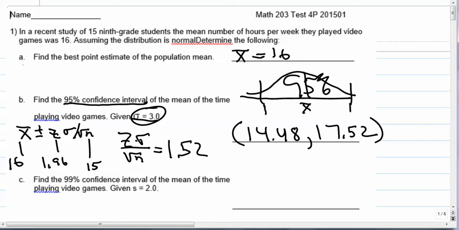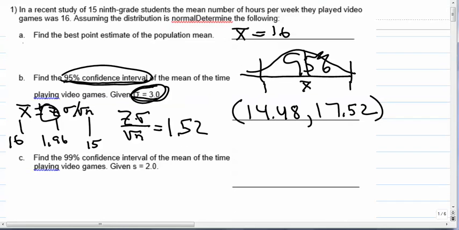So I'll just point out, first, you're looking for a confidence interval. Second, you're given the population standard deviation. That tells you you're going to be working with the z distribution, correct? All right, moving on.